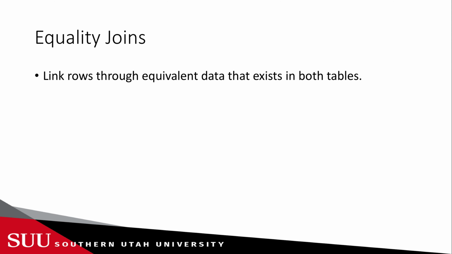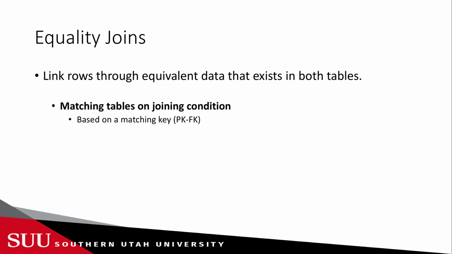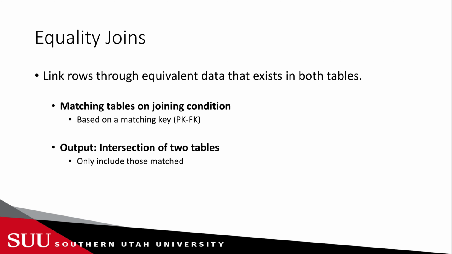So if I have some equivalent data that exists in both tables, this is what I will be using to link those tables. We'll be matching tables on a joining condition based on a matching key. So this is usually a primary key or a foreign key. And the output is going to be the intersection of those two tables. We will only include the records that match, and for any non-match record, we will just ignore that record.